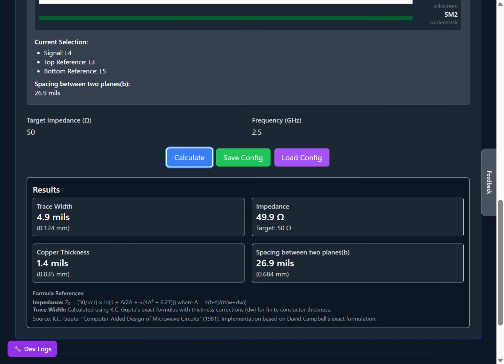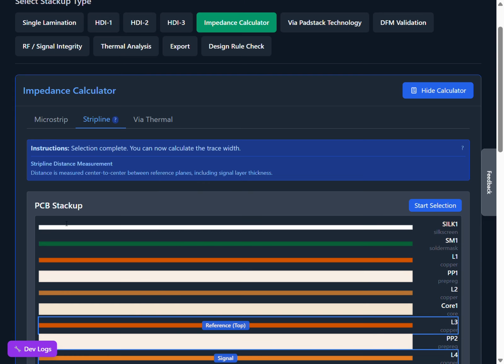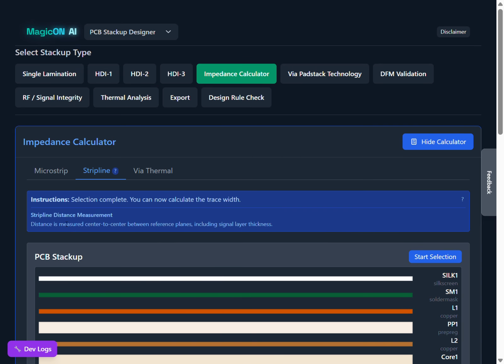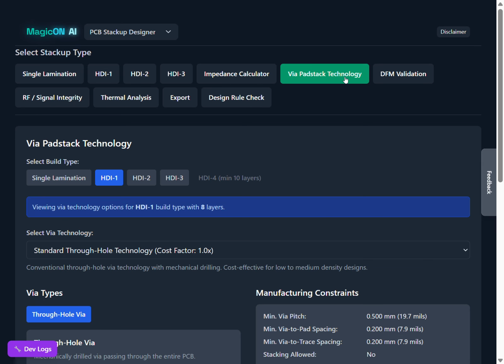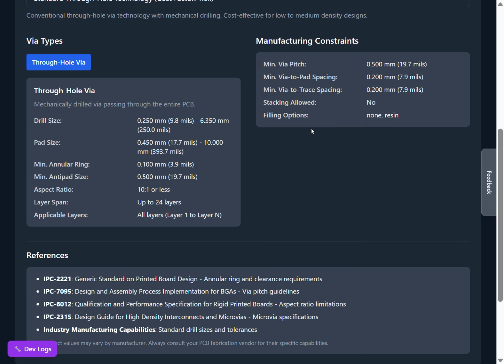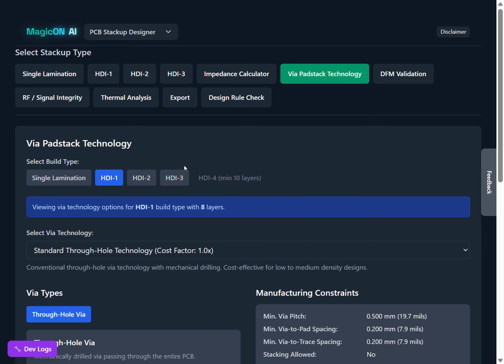Check the show notes for the PCB stackup generator. Use the impedance calculator's microstrip and stripline tabs to get trace widths for your stackup before you fab. Now go build something with the right transmission line.